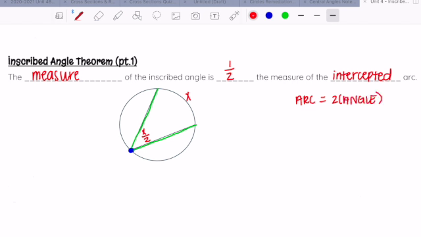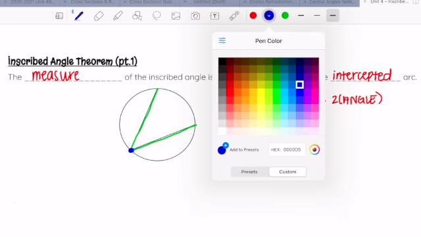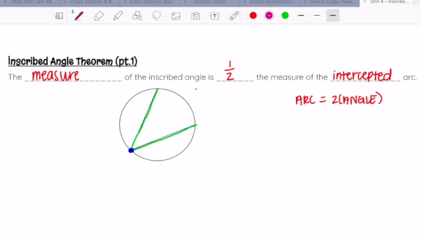All right? So, if I give you this example here, let's say that my arc measure is 96 degrees. To find my angle measure, I'm going to take 96 divided by 2. All right, so I'm going to plug that in my calculator, 96 divided by 2. And that means my angle measure is 48 degrees.